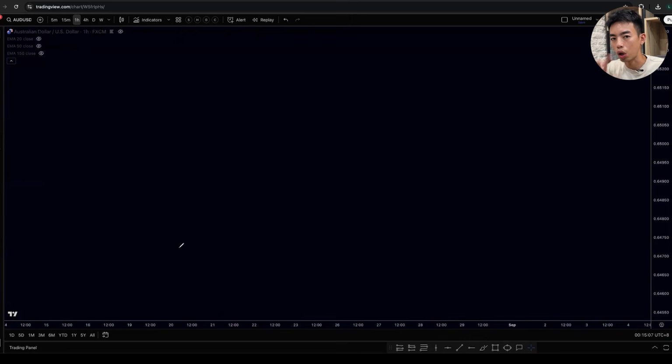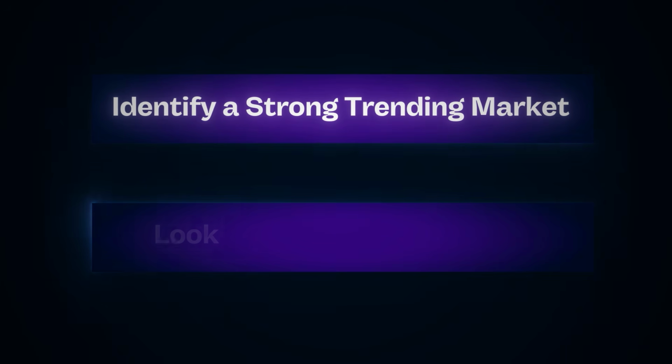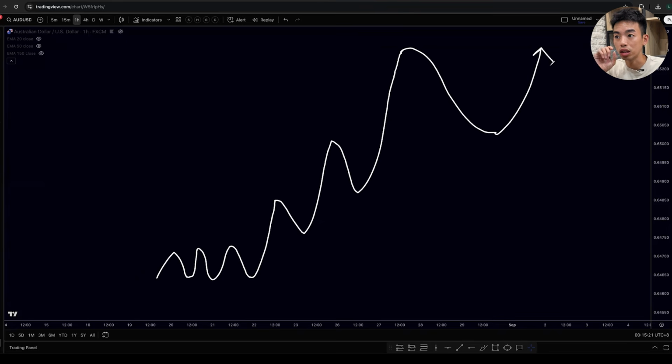I want to make sure you understand the logic. Once you have identified a strong trending market like this, moving towards the upside, the next thing you want to do is look for a pullback and look for a buy. This is by far the easiest strategy that I have seen on the internet for decades.